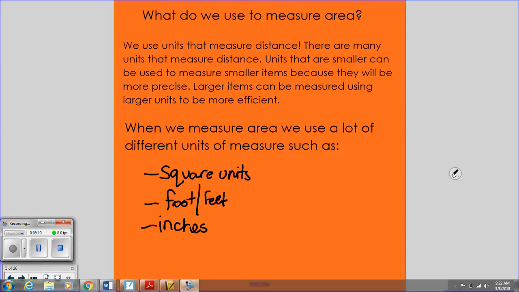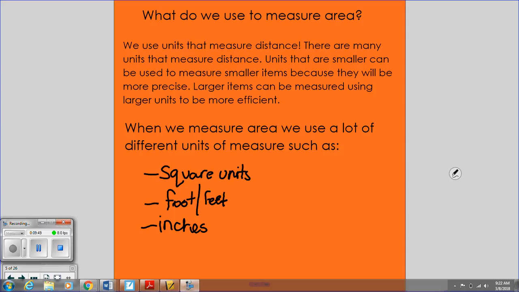Okay, so we use units that measure distance. There are many units that measure distance. We have a whole bunch of them. Units that are smaller, like an inch, can be used to measure smaller things. Would I want to use a ruler to measure how wide Gabriella's pencil is? Would I want to use feet? No. Maybe inches? But what if I wanted to measure how big the school was? Would I use inches? Miles. I would use something bigger.